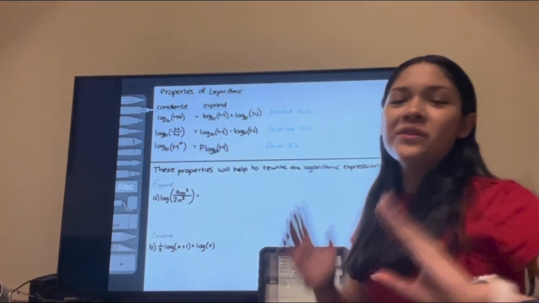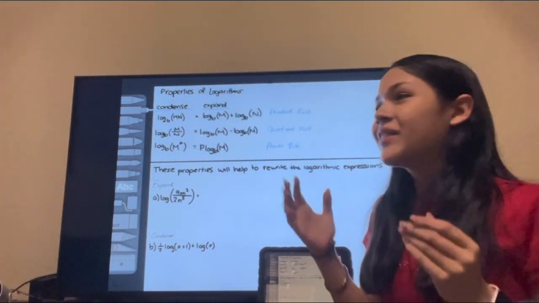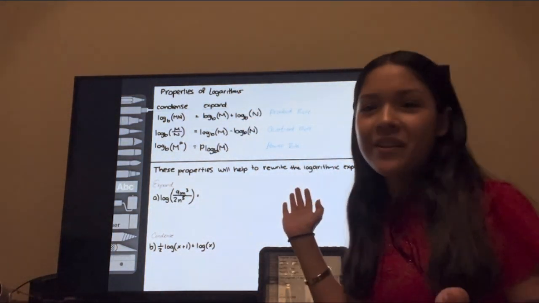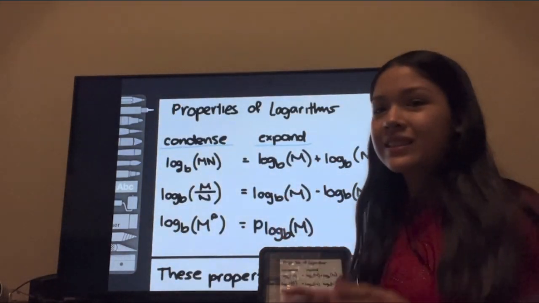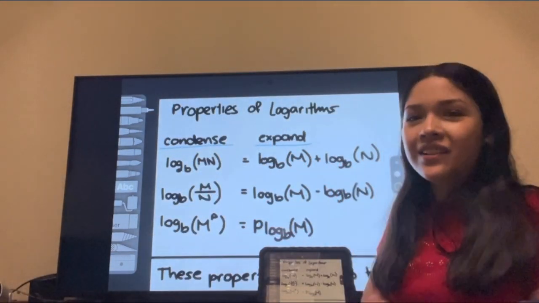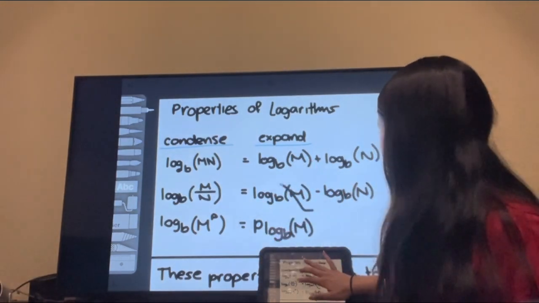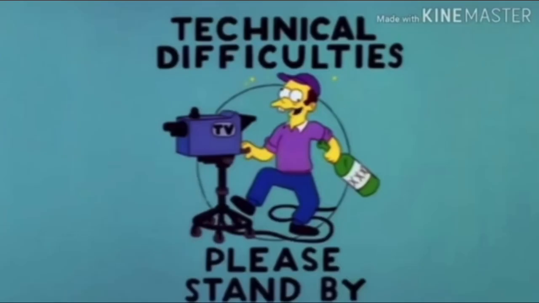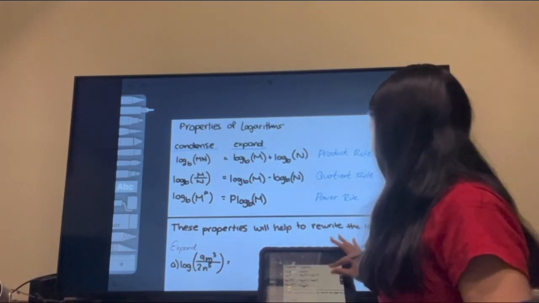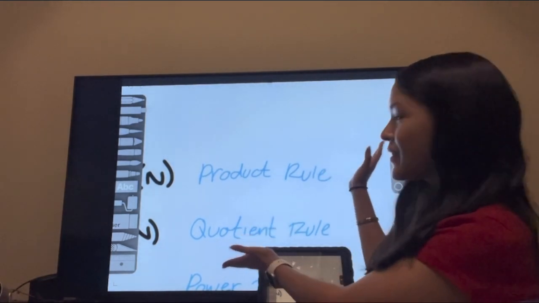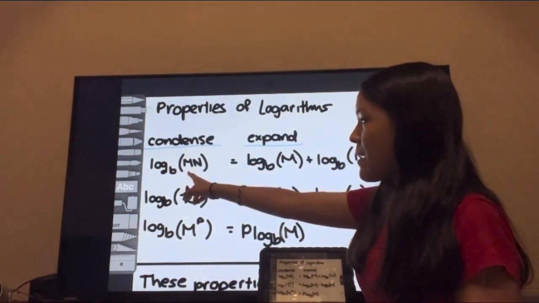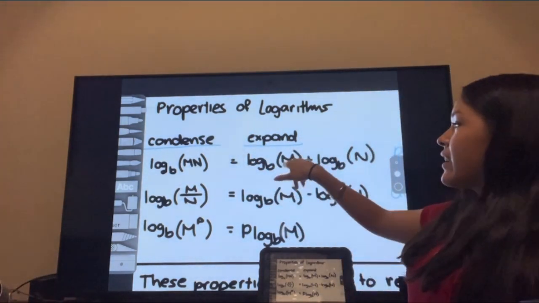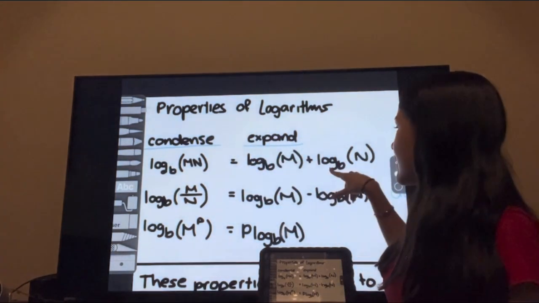So now, sigmas, if you want to gain more aura points, you need to know these properties of logarithms, which help you rewrite logarithm expressions. These properties consist of condensing and expanding these logarithm expressions. The first rule is the product rule. So if m and n are multiplying, when you expand it, it will be log of m plus log of n.